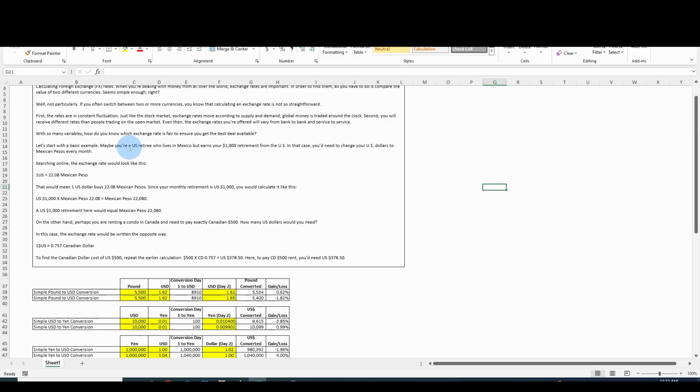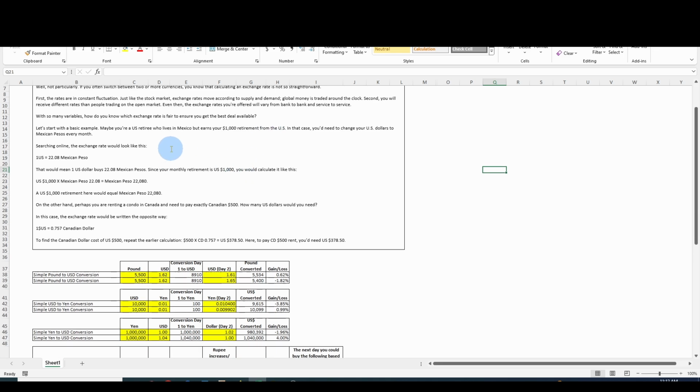Maybe you're a U.S. retiree who lives in Mexico but earns your $1,000 retirement from the U.S. Okay, you're an expat. In that case, you need to change your dollars to pesos every month. Searching online, the exchange rate would look like this. One US dollar is worth 22 Mexican pesos. Well, simple math is 1,000 times 22.08 gives you 22,080 pesos monthly.